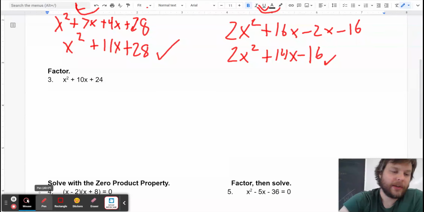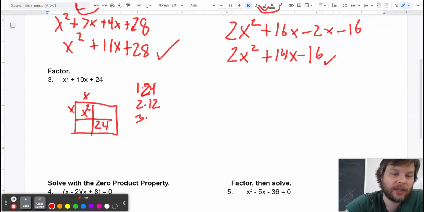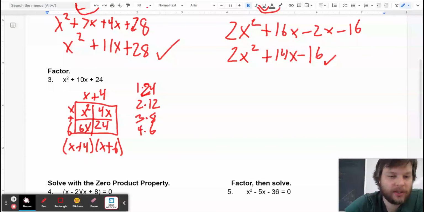Question 3 is asking us to go the other direction to factor it. So it started in standard form, and we can use an area model to factor it. I know x times x makes x squared. 24 could be 1 times 24, 2 times 12, 3 times 8, or 4 times 6. And of those, only 1 adds up to 10. 4 times 6 adds up to 10. So you can do x plus 4 and x plus 6. If you do what we did in the first two problems, you can check your answer and see that you get back to the standard form.